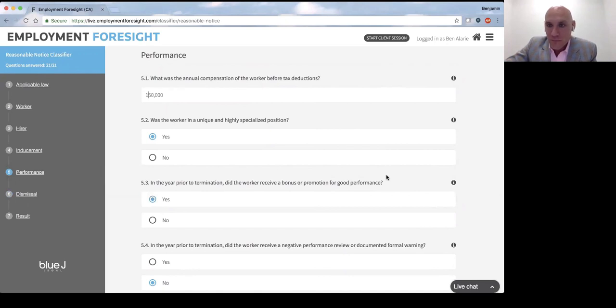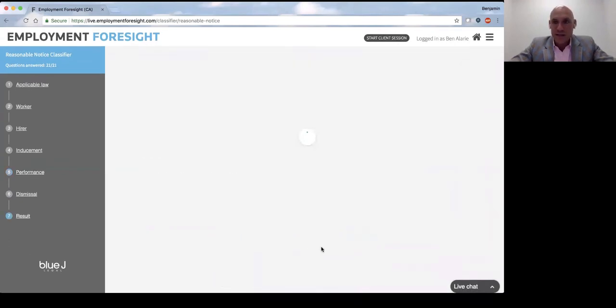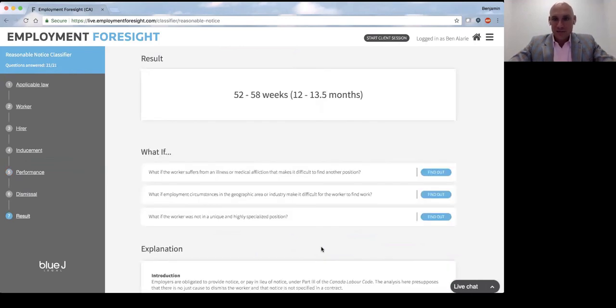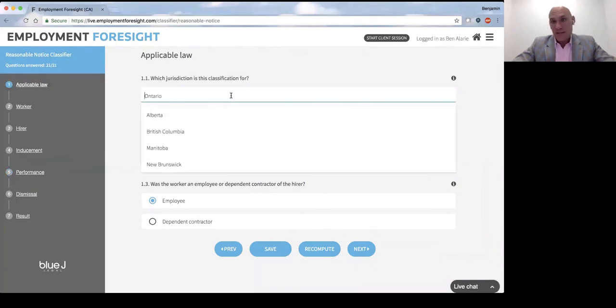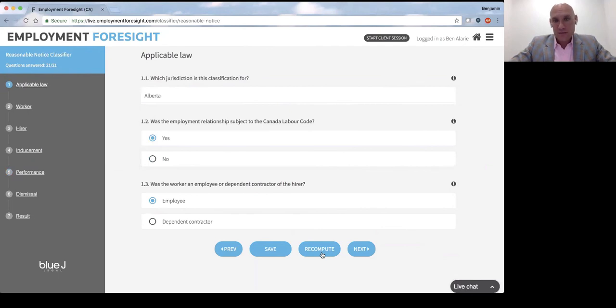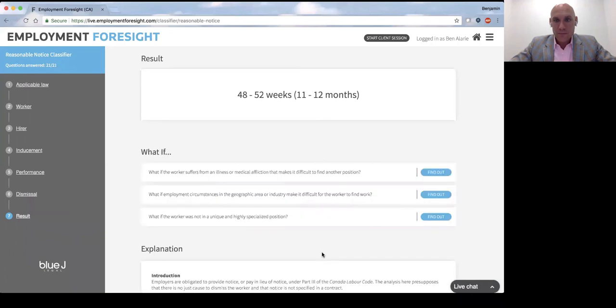Would you please change the applicable law just to see the effect? This is a good question. Let me make sure I've got the baseline properly specified; it should be 12 to 13 and a half months. Different provinces actually have different attitudes towards this sort of thing. Let's try Alberta. It does change things: in Alberta, she would be entitled to a shorter notice period, 11 to 12 months rather than 12 to 13 and a half months.